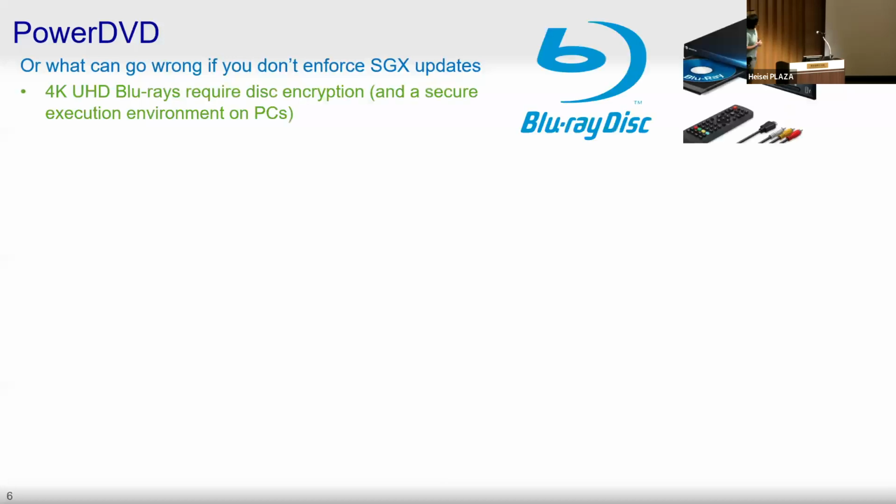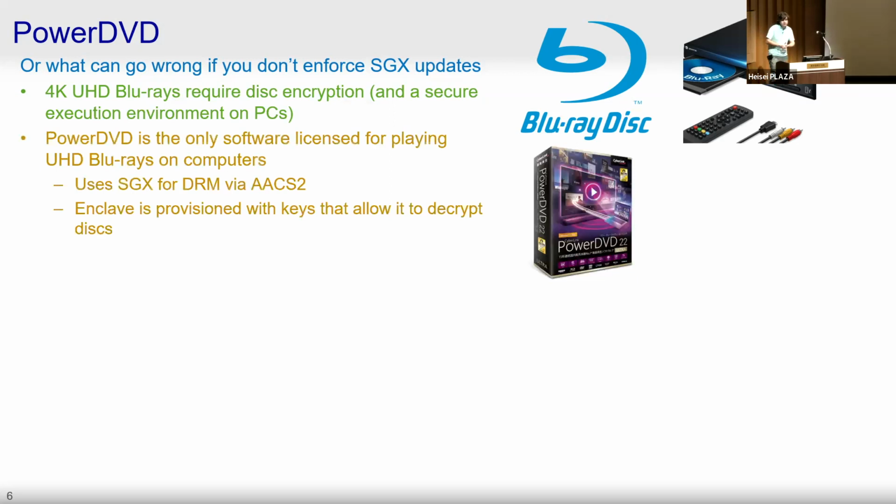And what is that? Well, 4K Blu-ray discs have DRM in them. They're encrypted, and you can't quite clone these discs. Now, the way Blu-ray discs are supposed to be played, they're supposed to be played on a hardware player, a big box into which you stick them. But you might decide for some reason that you want to play them on your computer, and you can't quite do that except if you use one piece of software called PowerDVD, which is the only software, as far as we know, that is licensed to play Blu-ray discs.